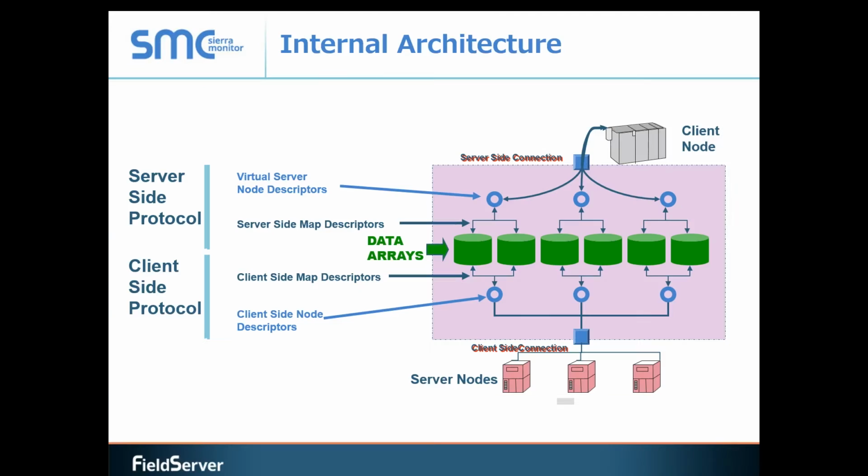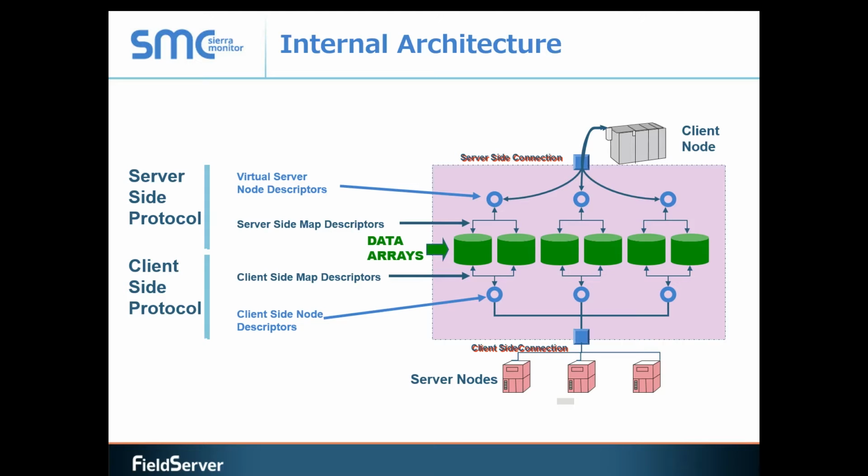This slide from the third video depicts the configuration file components in pictorial fashion. In this example, we defined a client-side connection that was Modbus RTU, and on that connection, we had to specify standard connection parameters, such as port used, baud rate, and parity. We then declared the Modbus devices being communicated to in the client-side node section. Our last step on the client side was to use map descriptors to map data from the Modbus devices to the FieldServer data arrays.